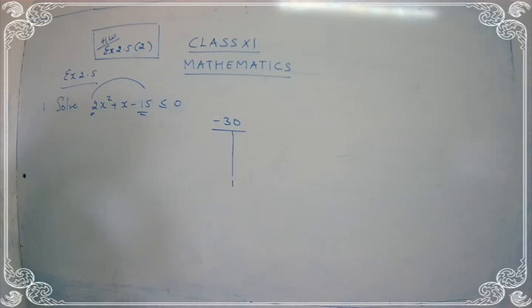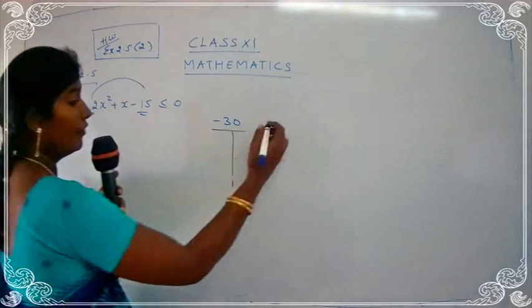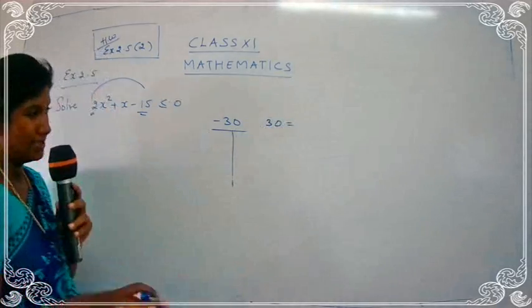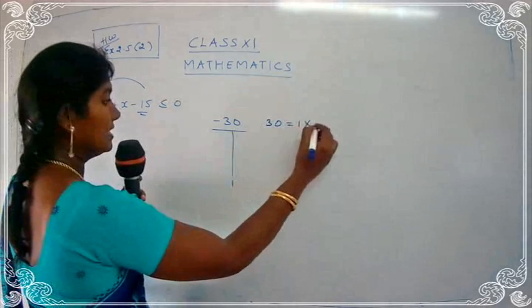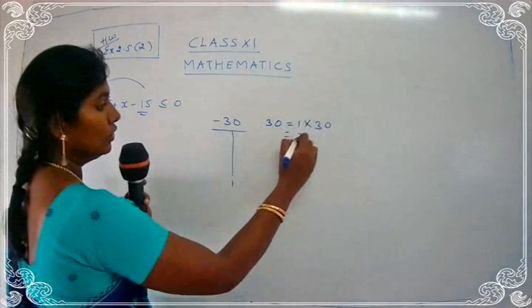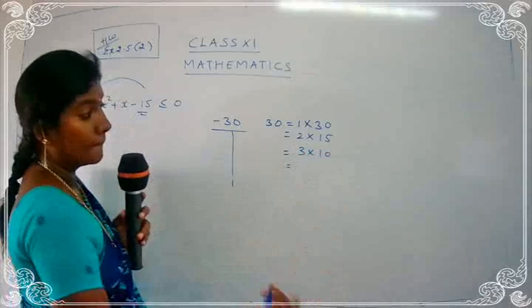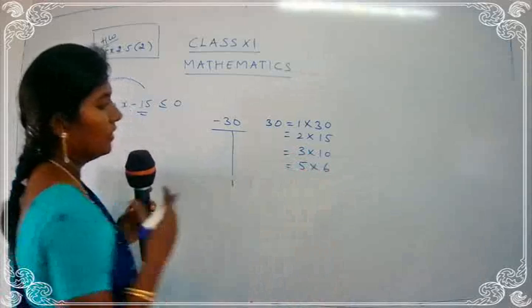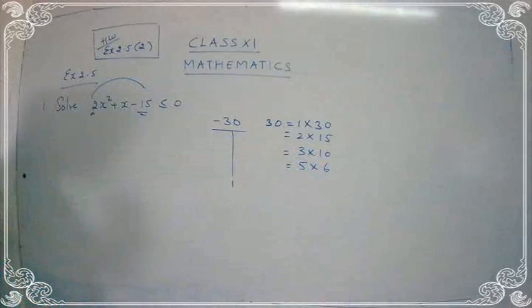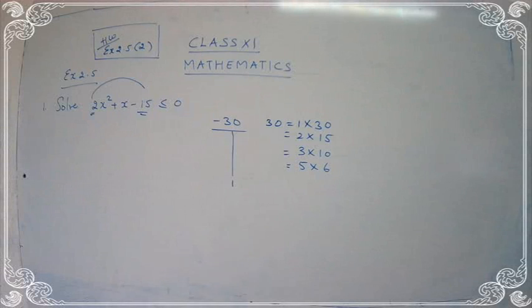Now let us find out the multiples of 30, or we have to express 30 as the product of two numbers. I'll write down here 30. Do not take the sign, just take the number 30. So 30 is written as 1 into 30, 2 into 15, 3 into 10, 5 into 6. I'll just list out some of the factors of it.